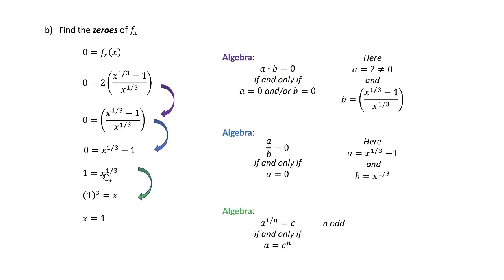When you write x to the 1/3, again, you can look at the crib sheet. When you write a fractional power, you maybe forget this, but what this means by definition is this. So you're really solving this problem. So 1 cubed, of course, is 1, so I say x equals 1.